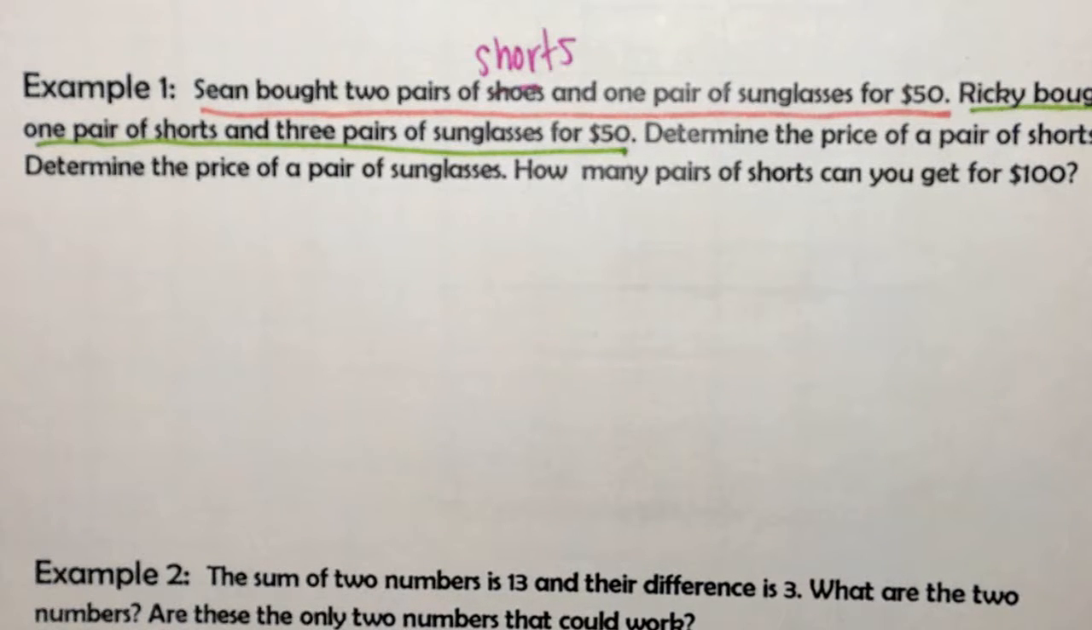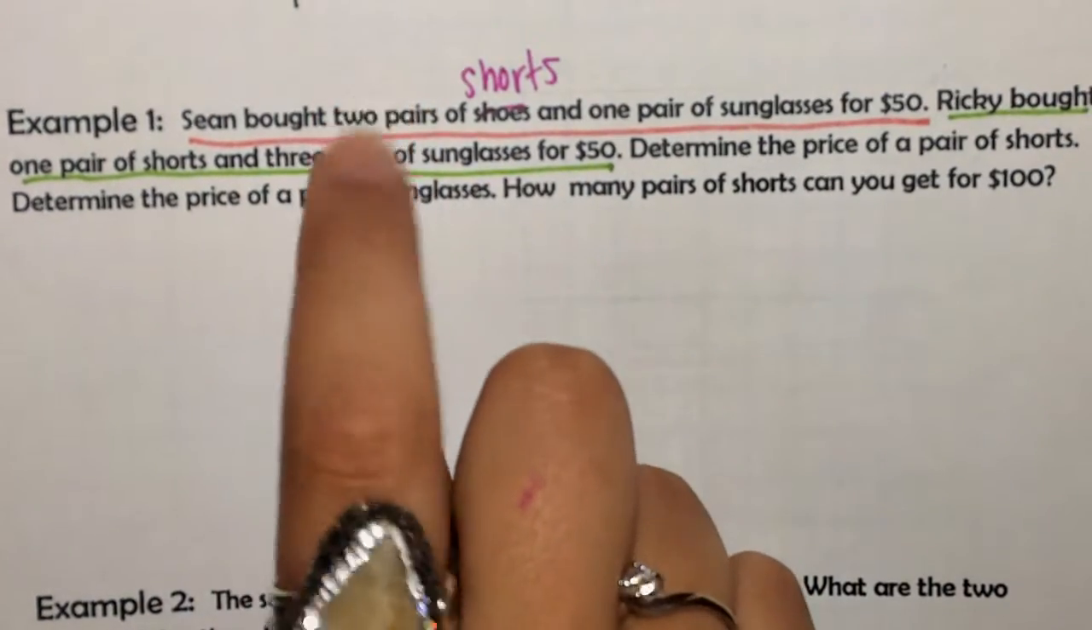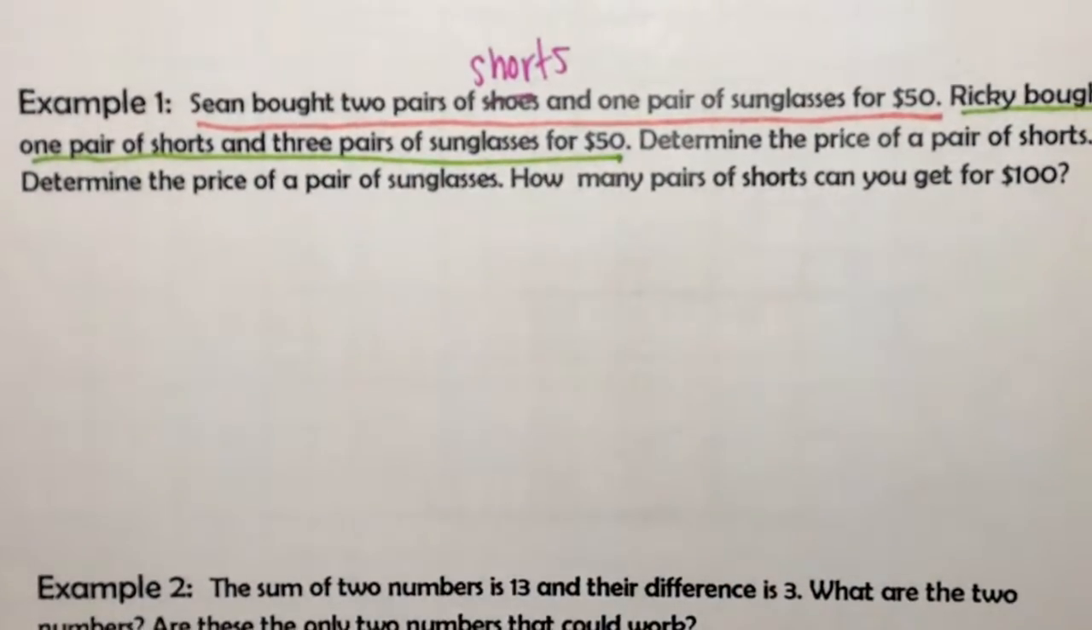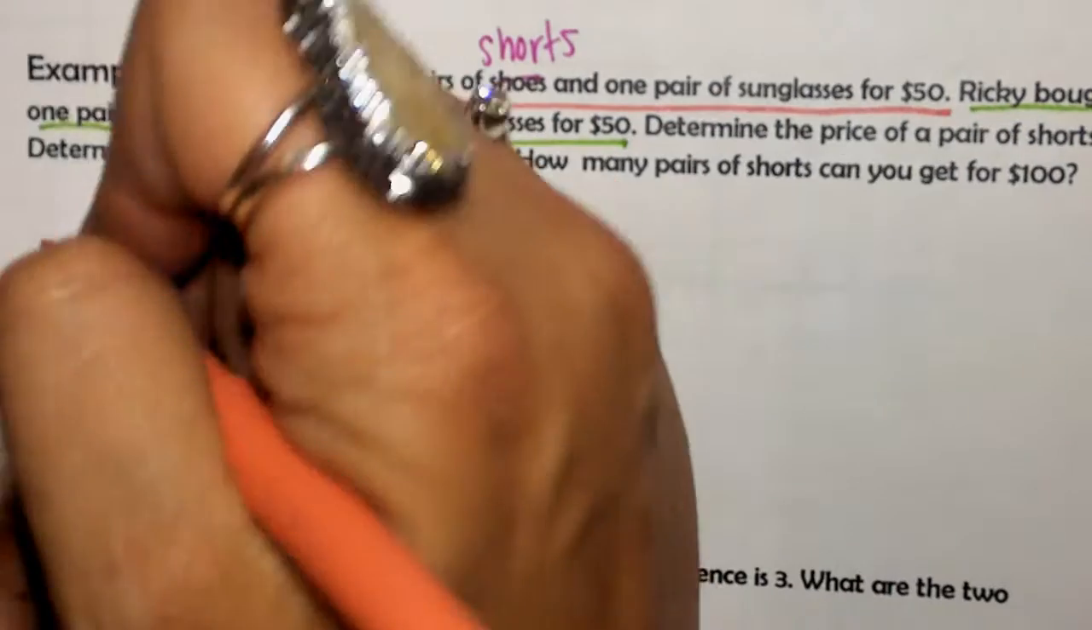Wait, first, how many things are we looking for? 2. We're looking for shorts and sunglasses. Good. All right, assign each unknown value a variable. So what do y'all want shorts to be? X. All right, so shorts are going to be X. So what will sunglasses be?